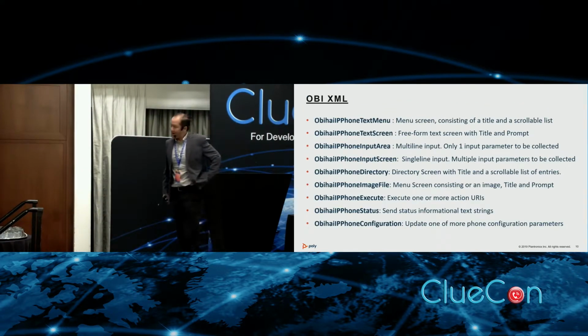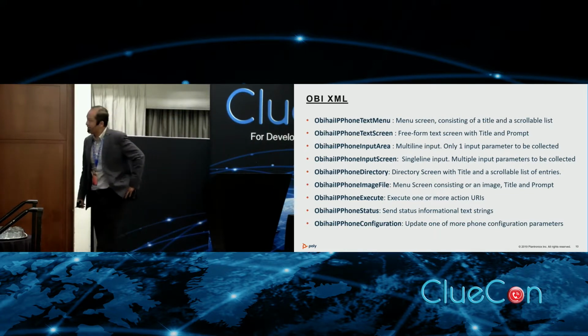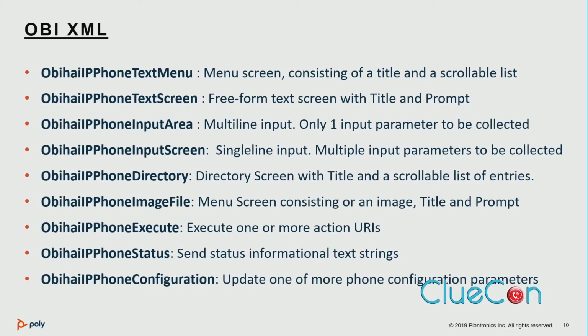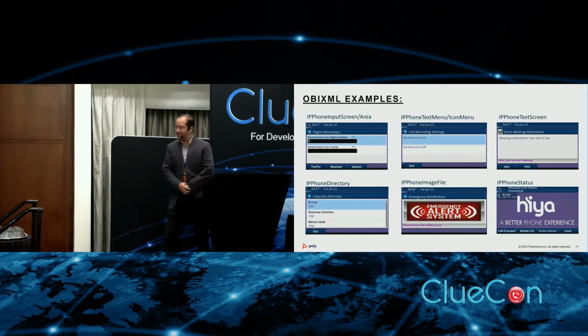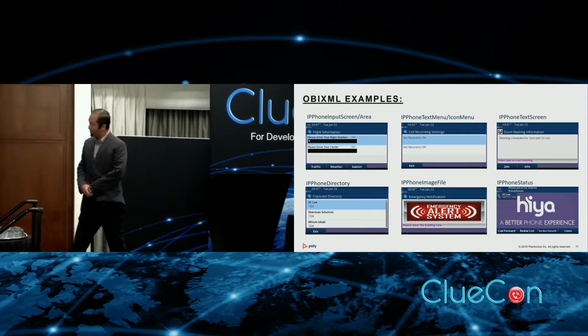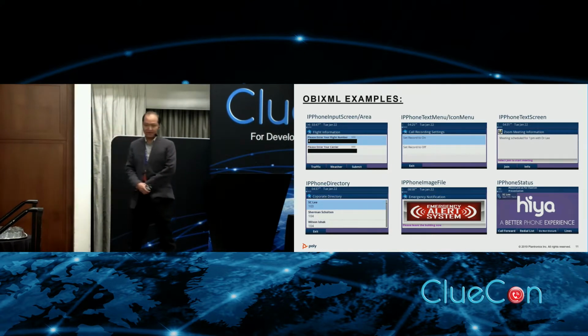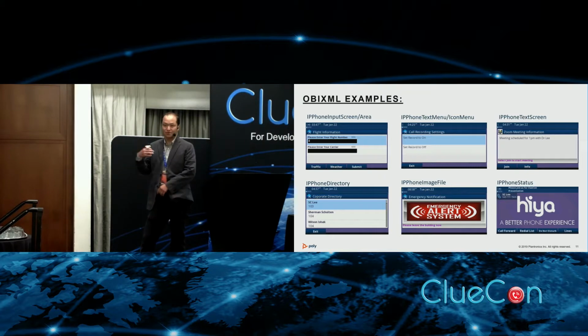Okay, so here are the 9 OBi XML types that we support today. It's a lot to read through, so I don't expect all of you guys to read through this. But it basically allows you to create a text menu, create a text screen, right? Ask for input from the user, right? And on this next slide here, I actually do have some examples of our OBi XML framework, right? Again, you will be able to drive this experience to the phone via 2 approaches. One is a pull, the other one is a push, okay?